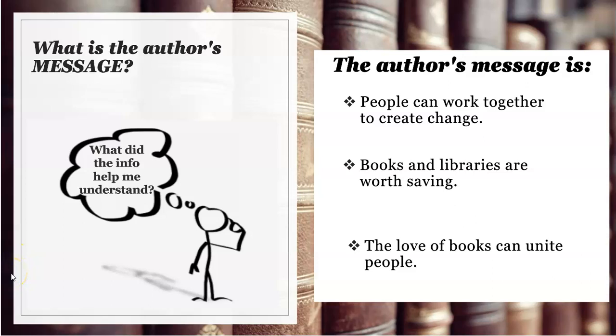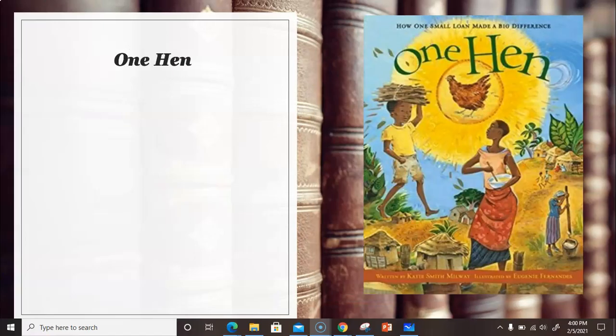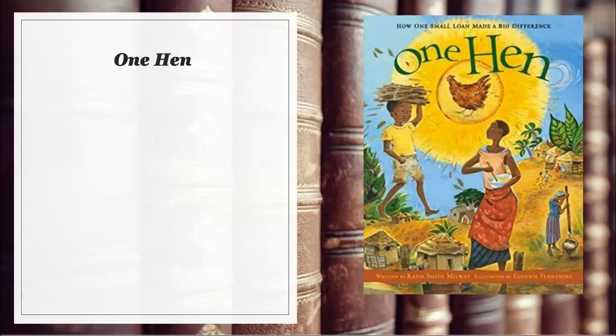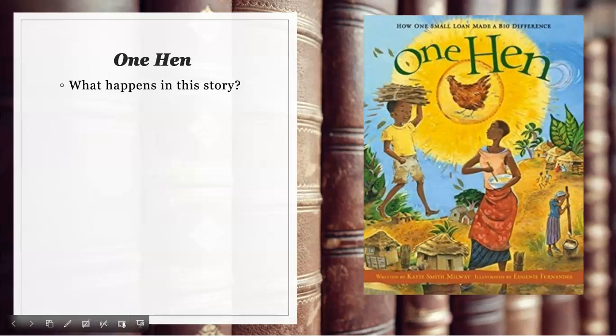Let's move on. How about we move on to another example? Boom, that's a great idea, guys. Our last example, we're revisiting another text we saw early in the week. This time we're going back to One Hand. Remember our book One Hand? What happens in the story?